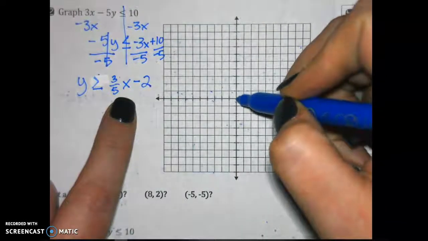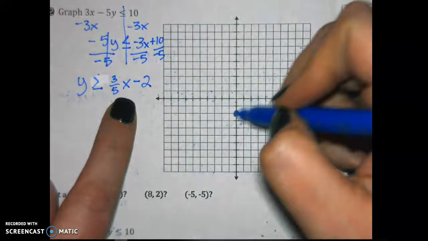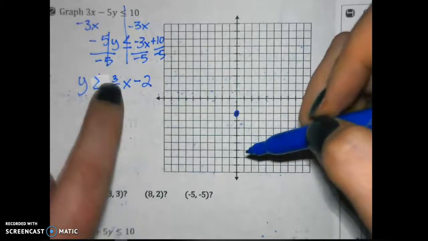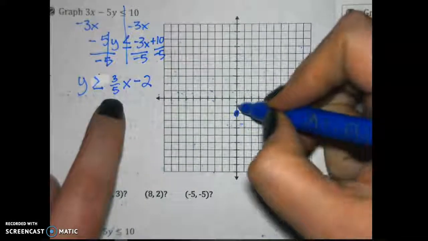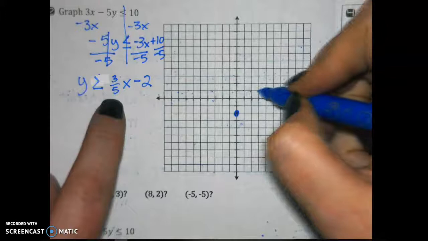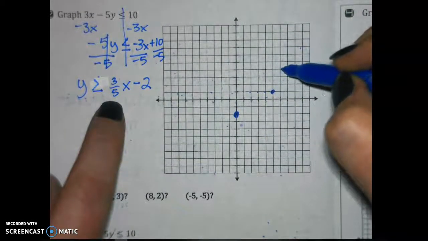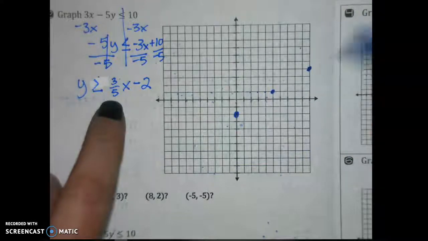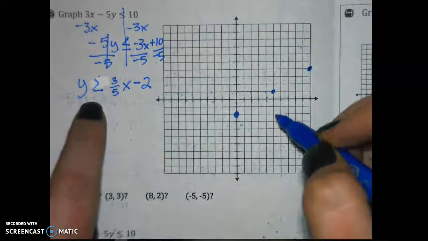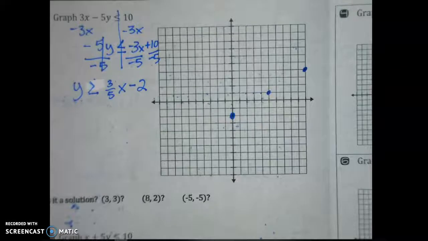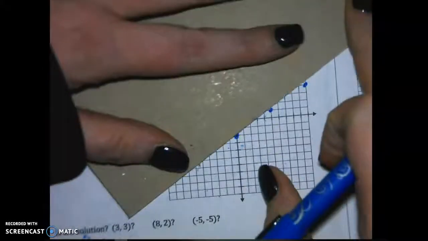So we're going to go down 2. 1, 2. Okay, now I'm going to go up 3 over 5. 1, 2, 3. 1, 2, 3, 4, 5. Don't be afraid of fractions. 1, 2, 3. 1, 2, 3, 4, 5. Okay, so is this going to be dashed or solid? Yep, it's solid because we have our line under there.